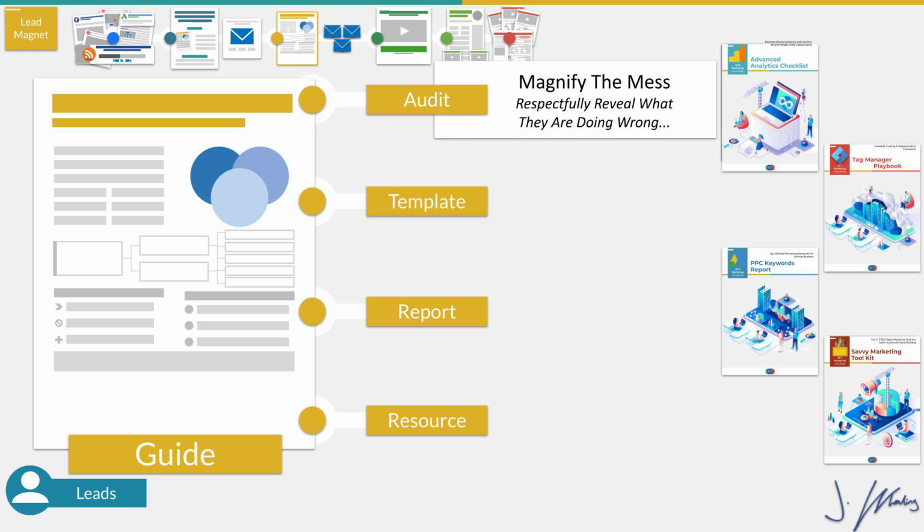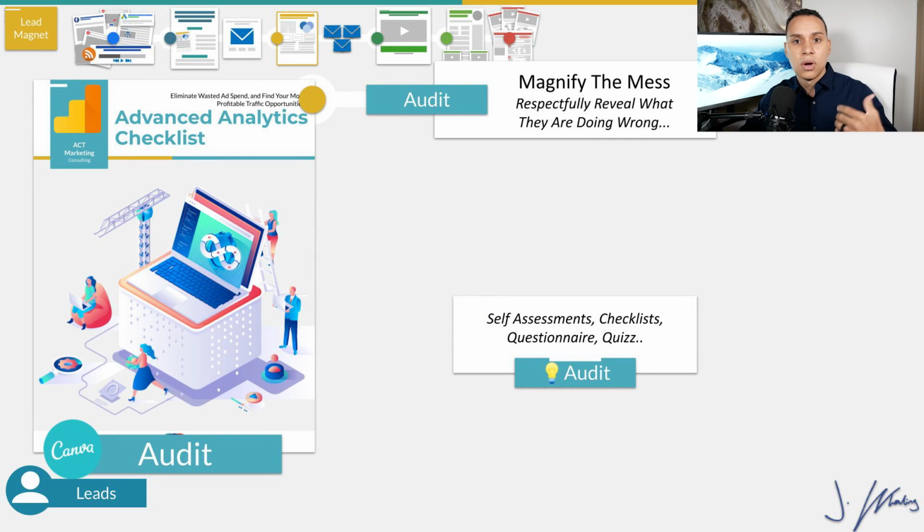So with an audit, all you're doing is magnifying the mess that someone has in front of them. As an example, we used to offer an analytics checklist, so someone could go through their Google Analytics account and they could see some settings that they probably wanted to change. And then at the end of that PDF, we actually started talking about some more advanced things like data layers and CSS editing, and of course jumping into HTML.